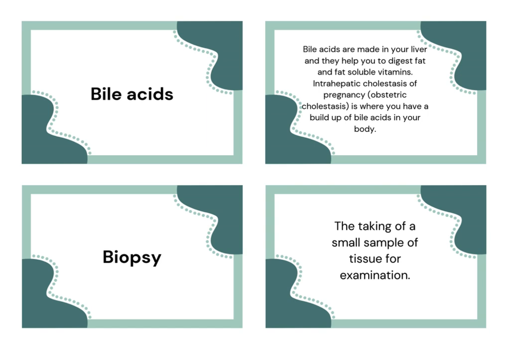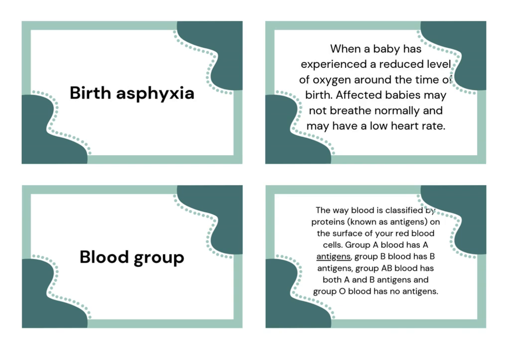Biopsy: the taking of a small sample of tissue for examination. Birth asphyxia: when a baby has experienced a reduced level of oxygen around the time of birth. Blood group: the way blood is classified by proteins, known as antigens, on the surface of your red blood cells. Group A blood has A antigens, Group B blood has B antigens, Group AB blood has both A and B antigens, and Group O blood has no antigens.